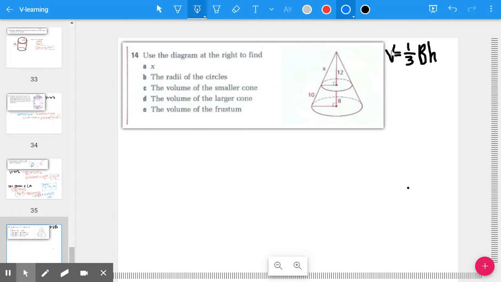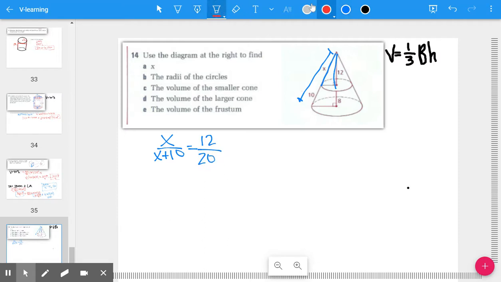So I'm going to set up side over the entire side. We're going to set up our proportion as x over x plus 10, because that's the whole side. And now I'm going to set that equal to height over the entire height. So it's going to be 12 over 12 plus 8. So we're going to get 20.